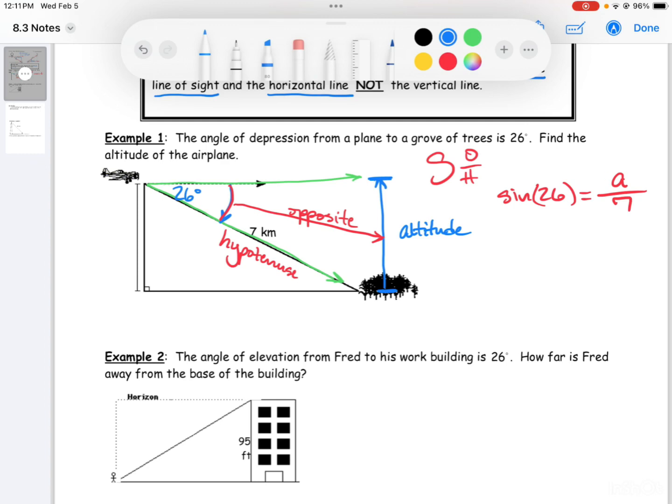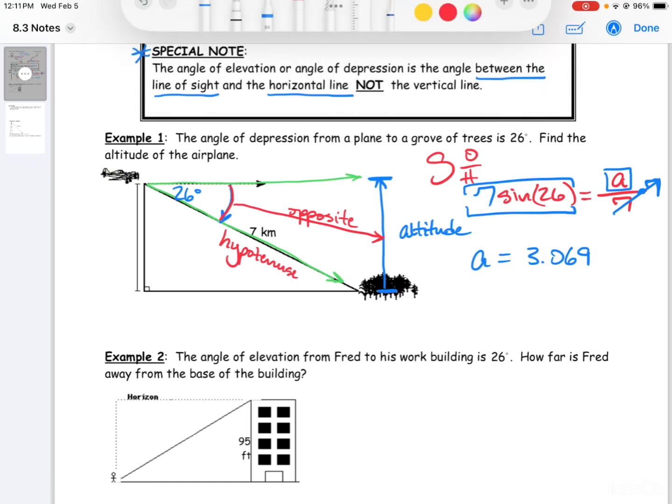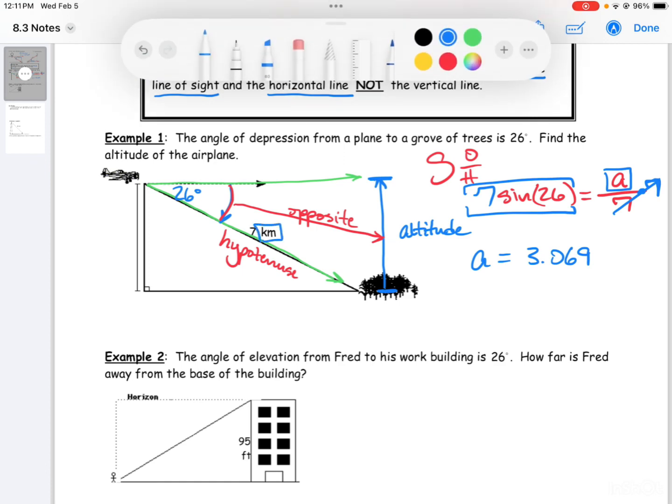And then to solve for this, we need to isolate the A. So we multiply both sides by 7. And the 7 times the sine of 26, you can just type that straight into your calculator. 7 times the sine of 26 equals 3.069. And so you might be wondering, 3.069 what? So you'd look back at your picture and see that that's measured in kilometers. And that is how high above the ground our plane is flying.